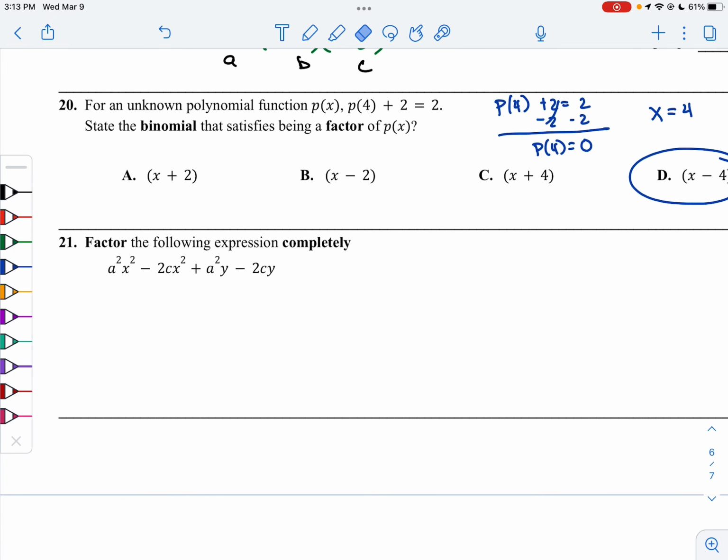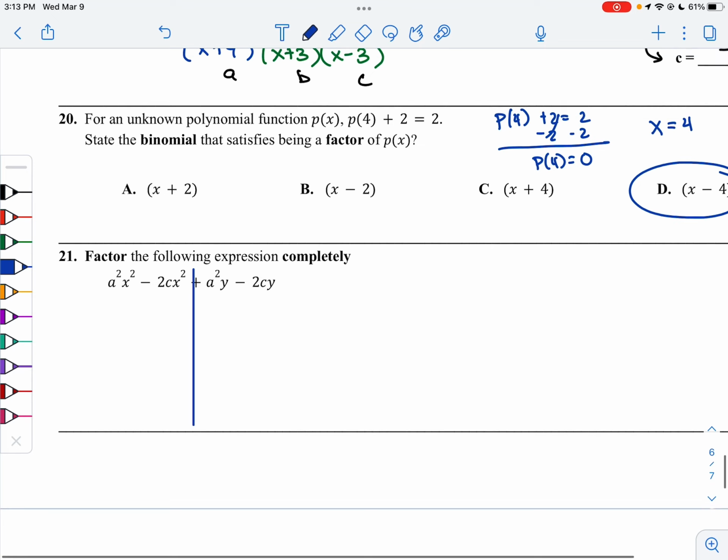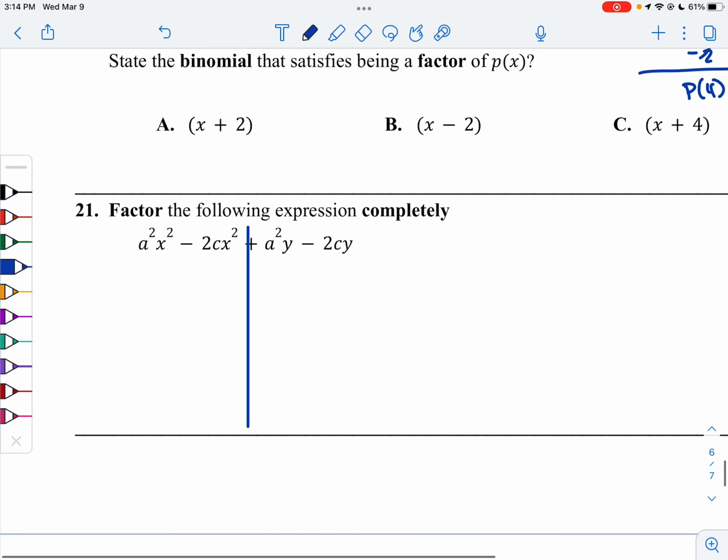And lastly, factor this completely. I see 1, 2, 3, 4 terms. 4 terms means I'm going to try factor by grouping. And if factor by grouping doesn't work, well, first I'm going to check for a GCF. There isn't one. So factor by grouping. If that doesn't work, then it's prime.